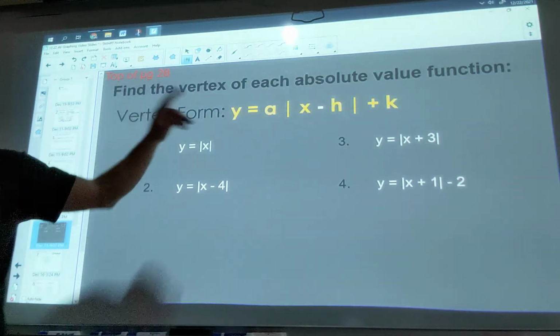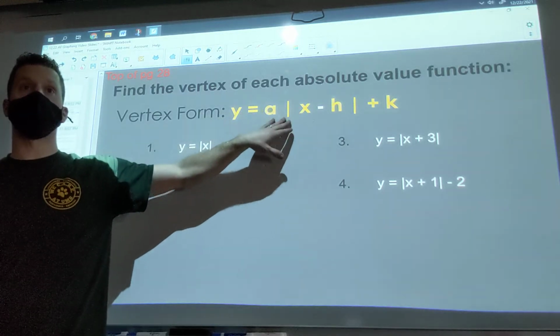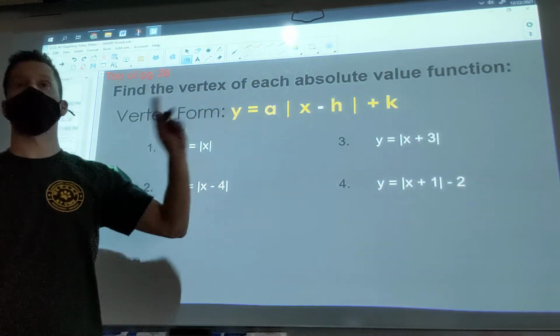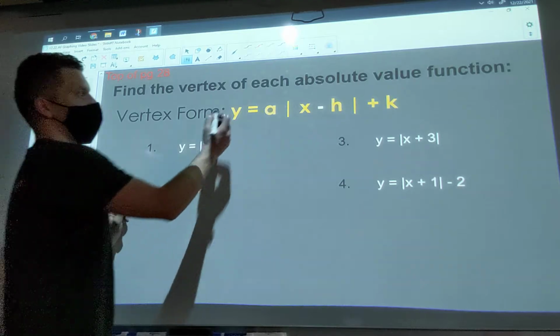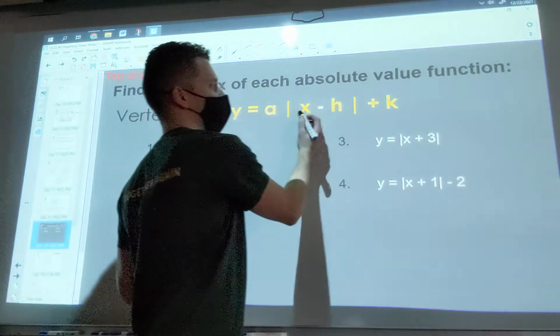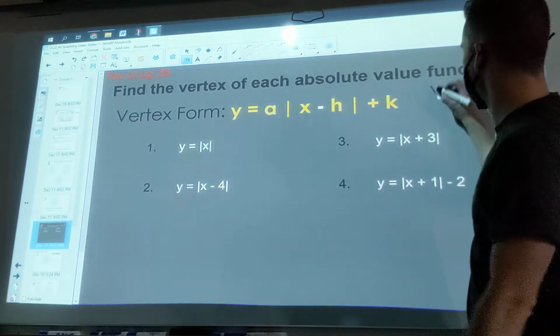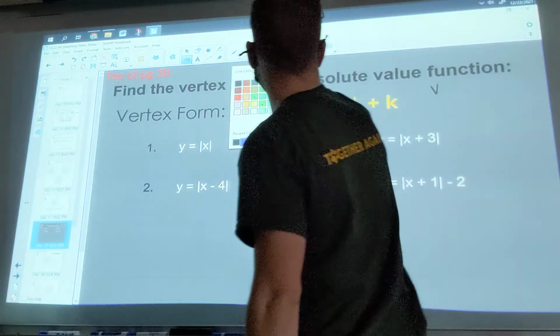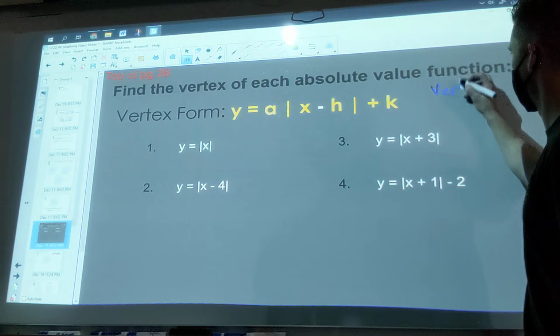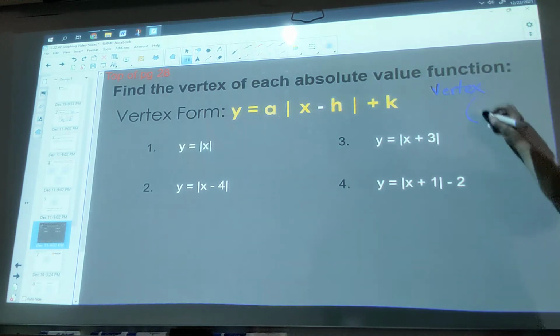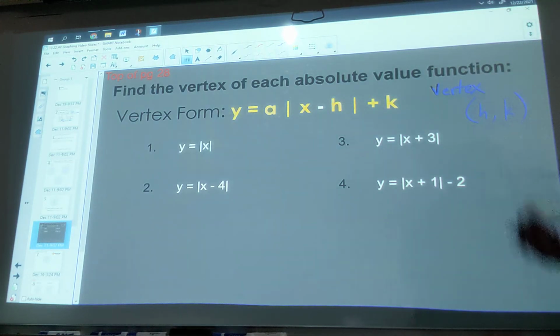This is called vertex form for absolute value functions. So we have y is equal to a times the absolute value of x minus h, plus k. And the vertex is found as (h, k). So we're going to try a couple of these out, and I'm hoping it's going to become a little clear to you.